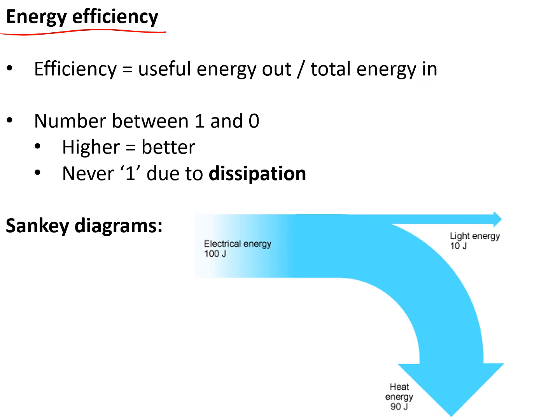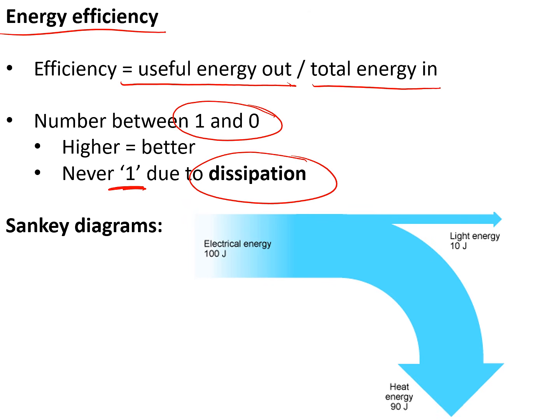Energy efficiency tells us how much of the energy we put into something is converted into the useful energy we want out of it, and it is just the useful energy out divided by the total energy in. It gives us a number between 1 and 0, 1 being the best and 0 being the worst. We can never reach an efficiency of 1 due to the idea of dissipation, which tells us that energy tends to spread out, so we always get energy converting into multiple different forms anytime there's an energy transfer.